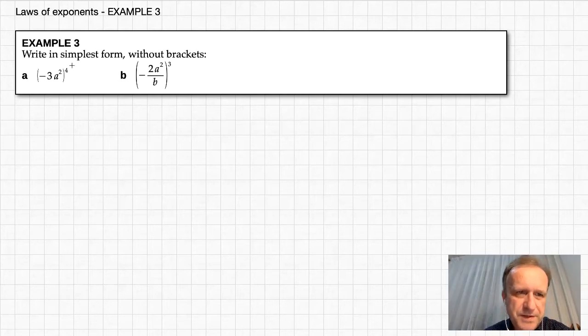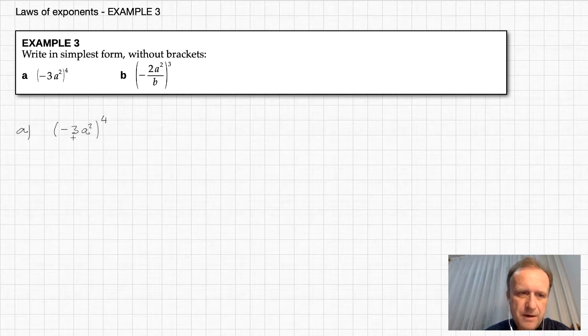Example 3. Write in simplest form without brackets. Okay, let's start with the first part. Bracket minus 3a squared, end of bracket, all to the power of 4.